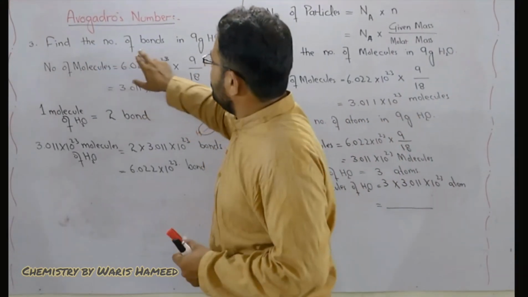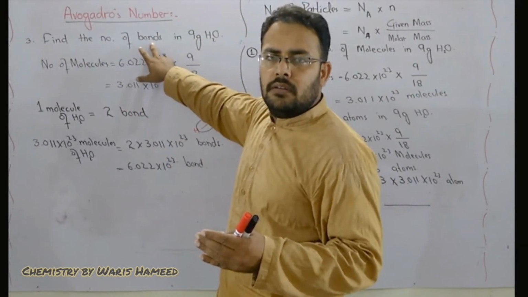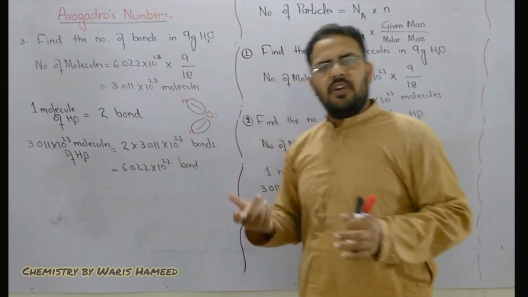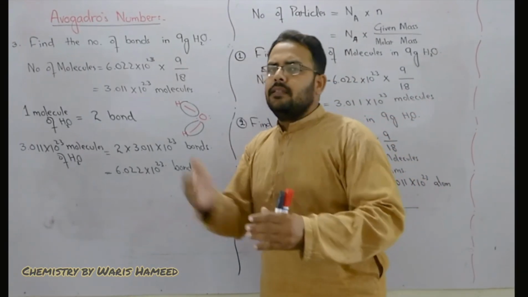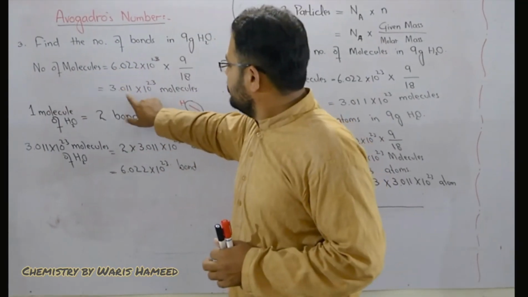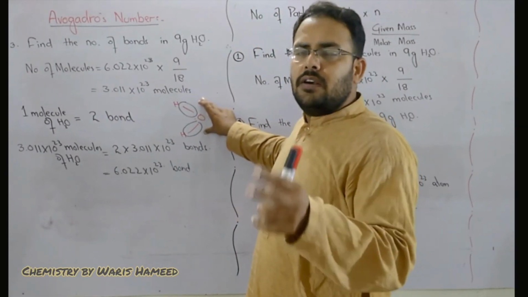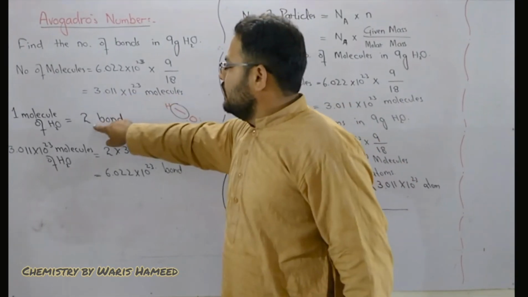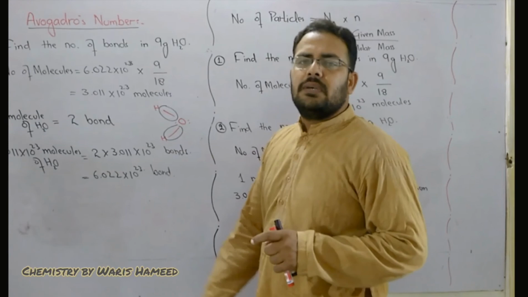In this case, the examiner is asking about number of bonds. If you know the number of molecules, then you can find the number of bonds: the number of bonds in a molecule, and then the number of bonds in the required molecules. Here we find the number of molecules. Then we know that there are 2 covalent bonds in a water molecule, and we will multiply the total number of molecules by 2, and it will give us the number of bonds in the given quantity of the substance.